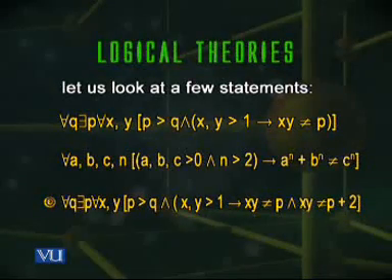Let's look at the third statement. This statement says for all q, there exists a p such that for all x, y, p is greater than q, and p cannot be written as a product of x and y, and p plus 2 cannot be written as a product of x and y. So, what does this statement say? Well, it says that no matter what number q you take, I can find you a prime number p such that p is going to be a prime and p plus 2 is going to be a prime. Such primes are called twin primes.